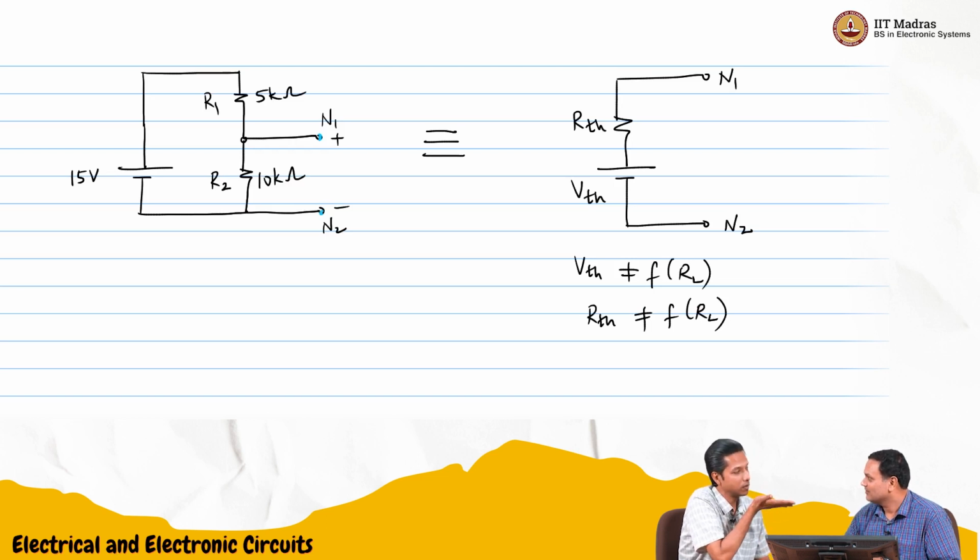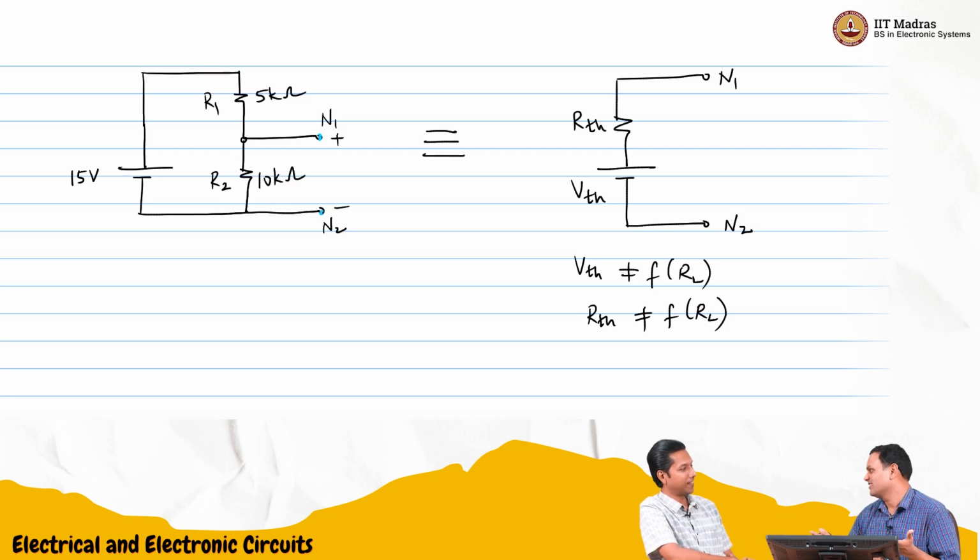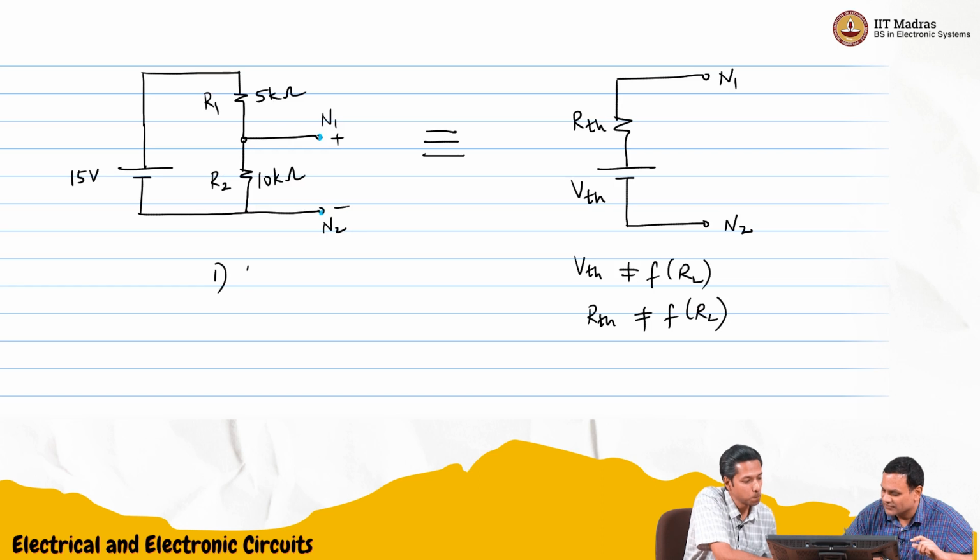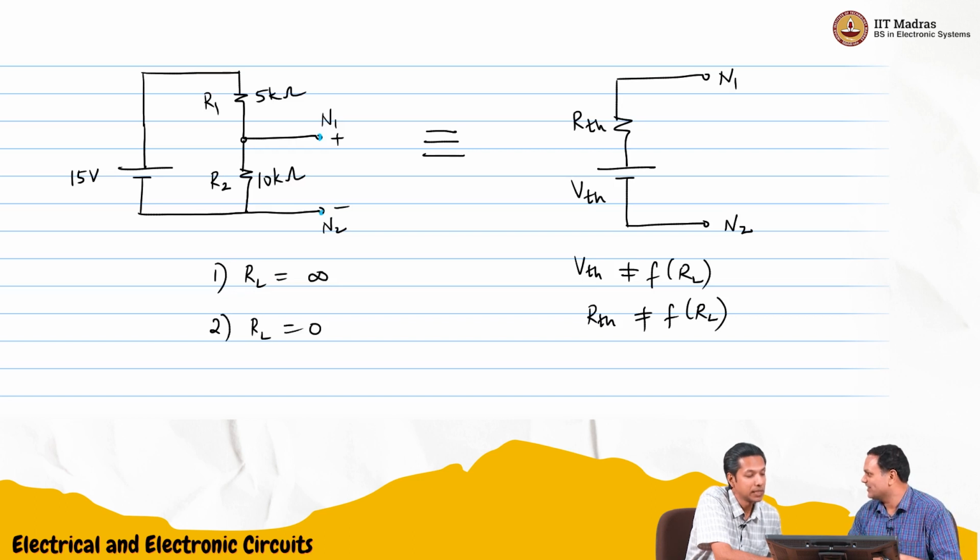Let us check for the extreme cases you mentioned, RL infinite and RL 0. So we will choose two cases, RL equal to infinity, and second case is RL equal to 0. Because it makes our calculation easier. We don't have to choose some random value of RL.